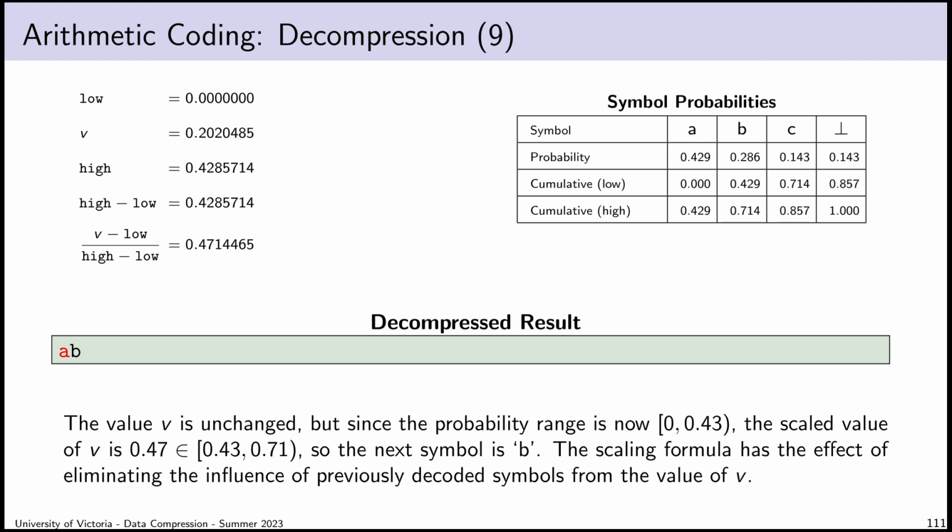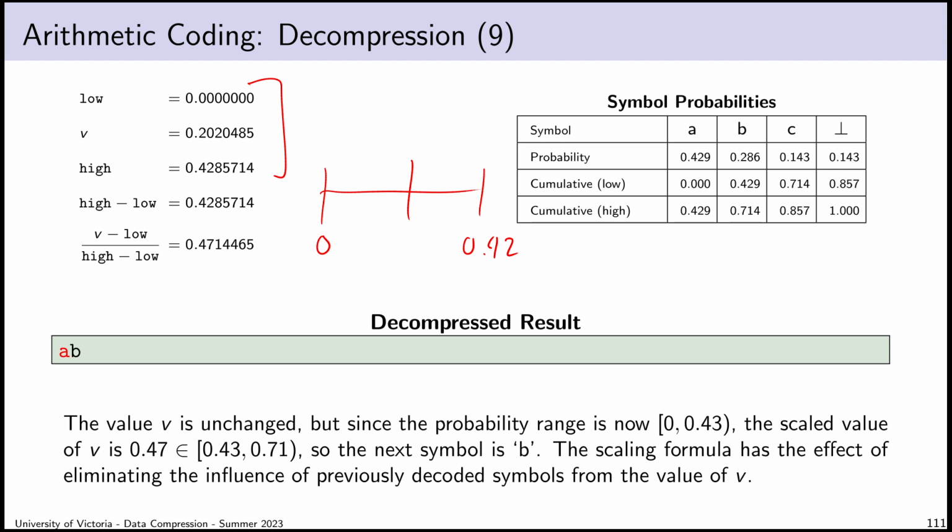So at the next step, the value of v is never going to change in this conception of the algorithm. The value of v doesn't change, but low and high have changed. So previously, v was about 20% of the way along my range. My range was 0 through 1, and v was about 20% of the way along. But now, my range is this. It's 0 to 0.42. So there's 0, there's 0.42. And v is sort of in the middle now.